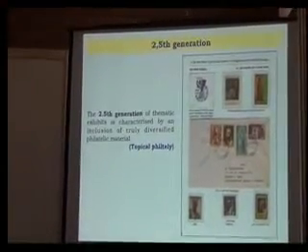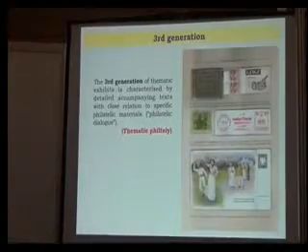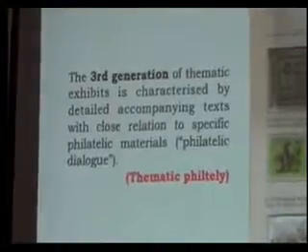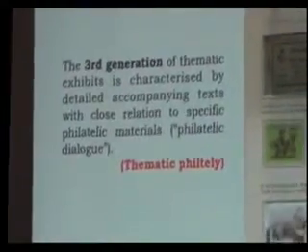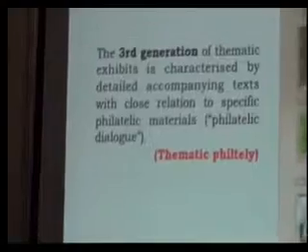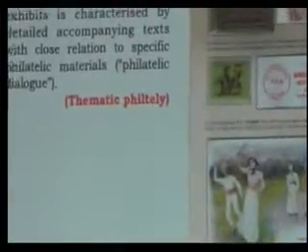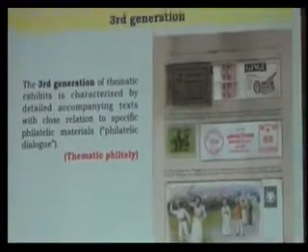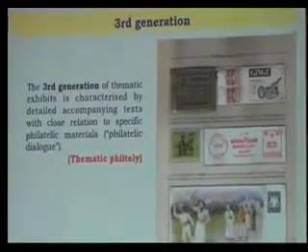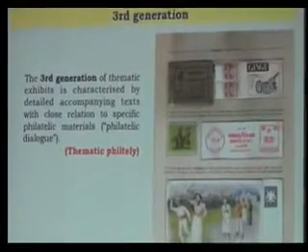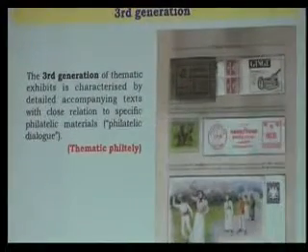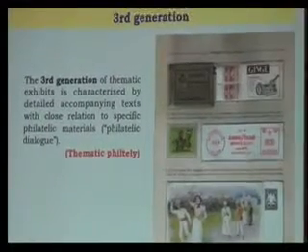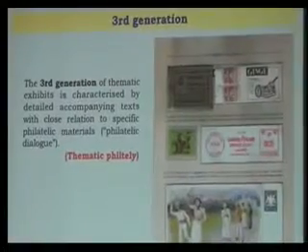The main step is taken when we come to the third generation. That is when a collector begins to think thematically. The collector wants to write a story about something, and a story about something means that not only illustrate this story with, in my case, sailing ships, but also other aspects relating to that theme. And then we switch to thematic philately. So that is what I call in this presentation a third generation thematic exhibit.